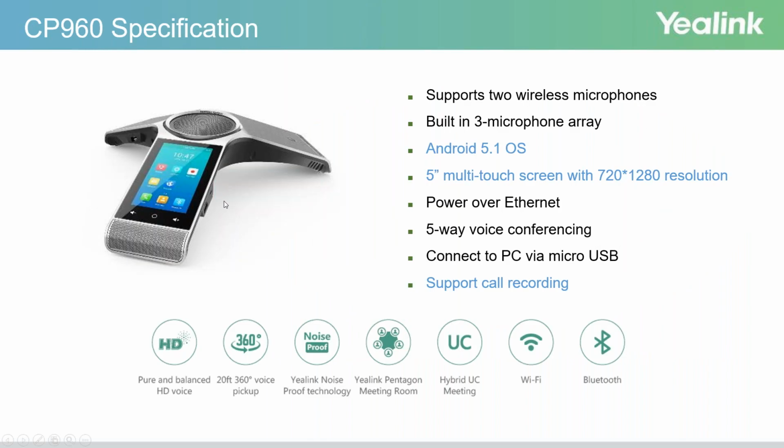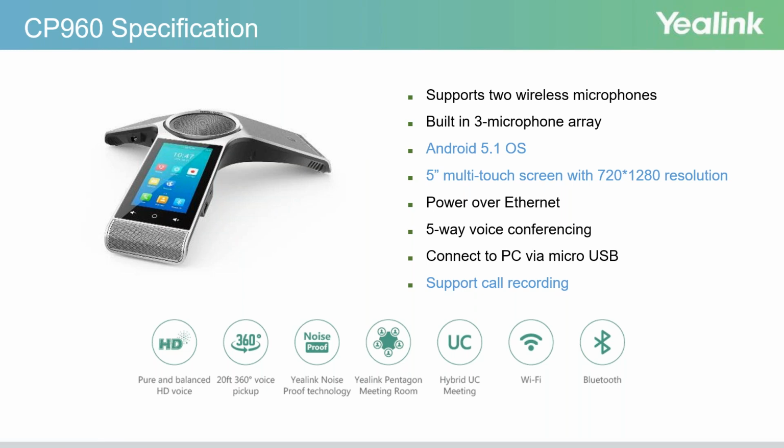All right, so some of the feature breakouts of the CP960 are listed here. The biggest thing to touch on, or some of the more important things to touch on, is the fact that we saw the 2 wireless microphone pods. They are DECT. You have 6 feet of radius per microphone pod of coverage that you can pick up, in addition to what is already coming from the base.